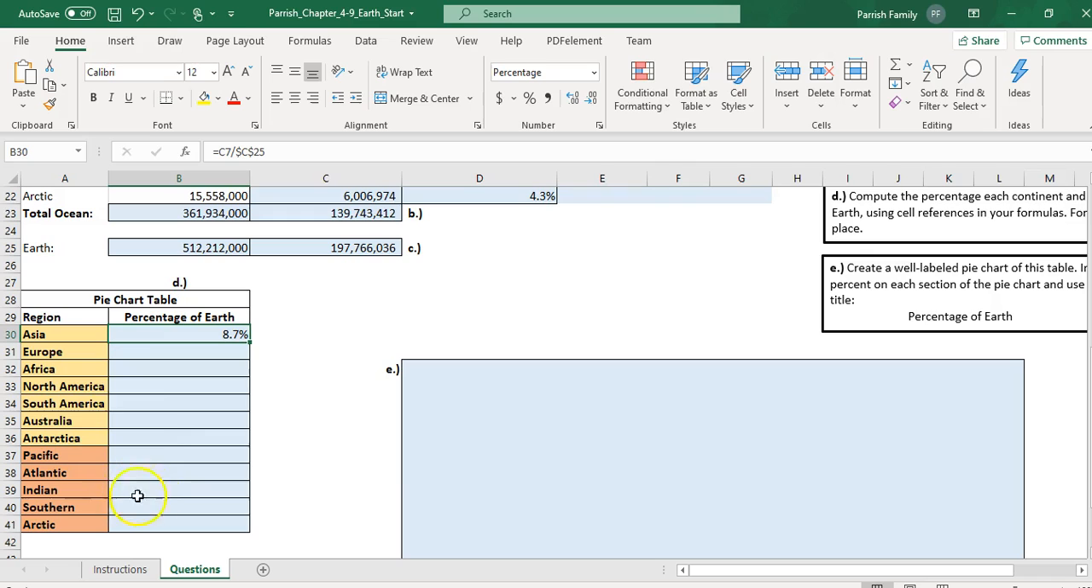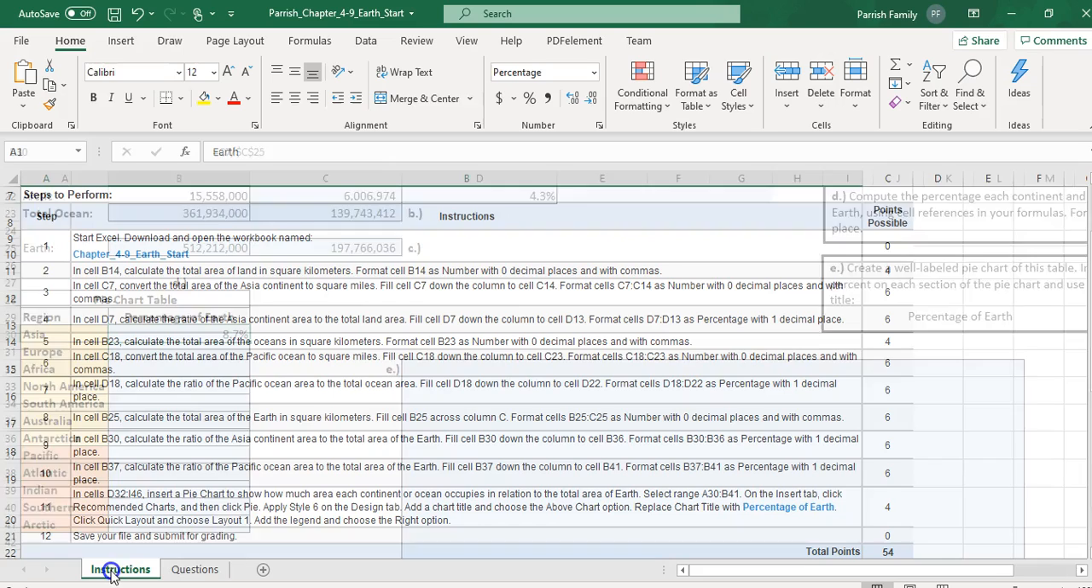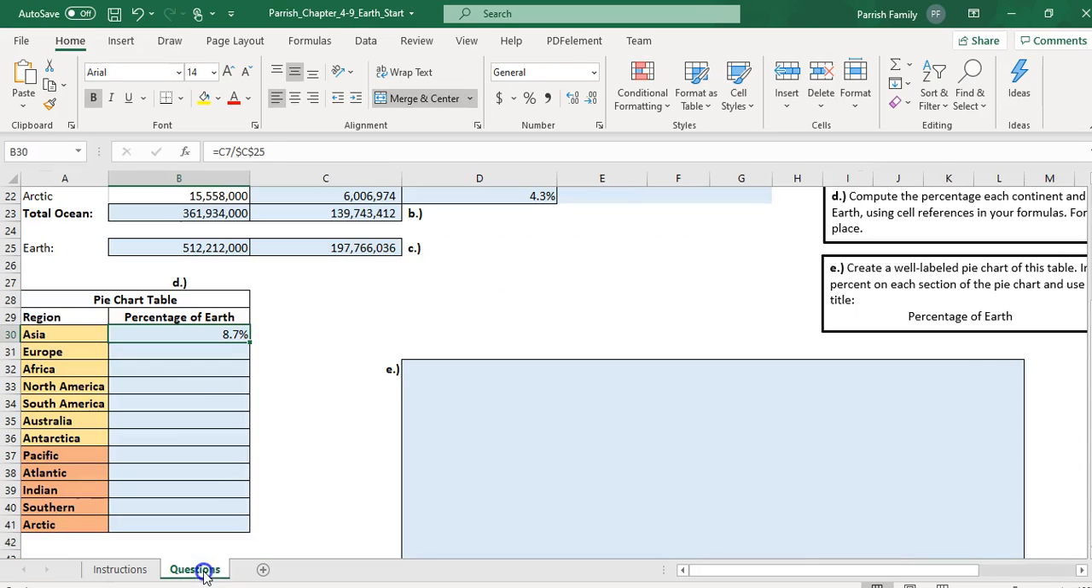Once you've finished this table, then you're going to make a pie chart out of that, and those are the instructions that are given to you in here. You're going to make a pie chart out of these percentages. These percentages should add up to be 100%. So I'll give you a minute to do that, and let's see how things come out.